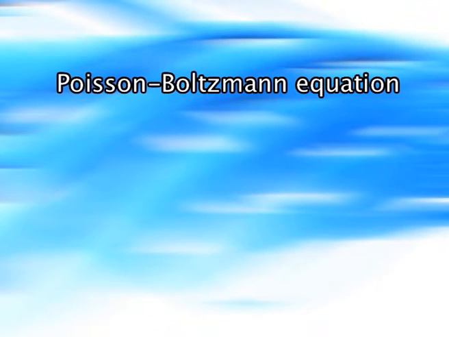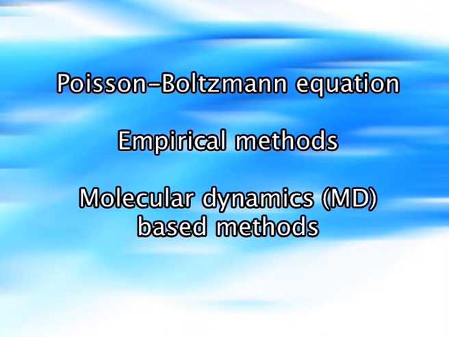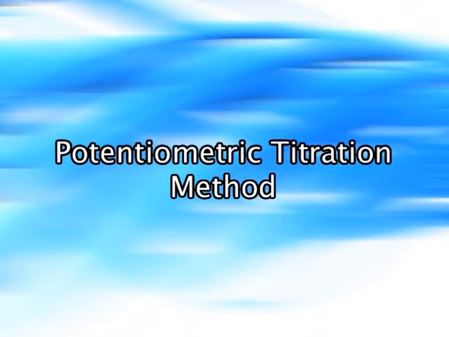There are several methods for the determination of pKa, for example, the Poisson-Boltzmann equation, empirical methods, and molecular dynamics based methods. However, pKa can be measured easily in the laboratory by the potentiometric titration method.